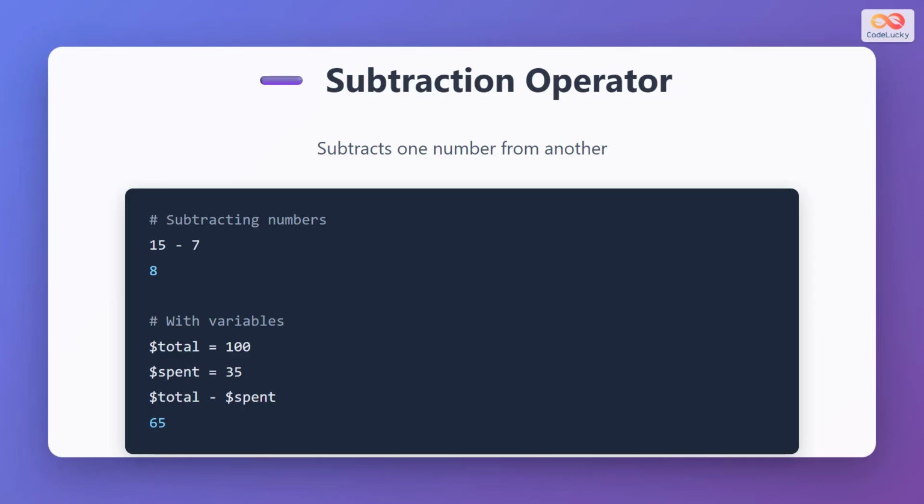Here, we have a variable called $total set to 100 and another variable called $spent set to 35. When we subtract $spent from $total, PowerShell calculates that 65 remains. This type of calculation is common in scripts that track resources, budgets, or inventory levels.